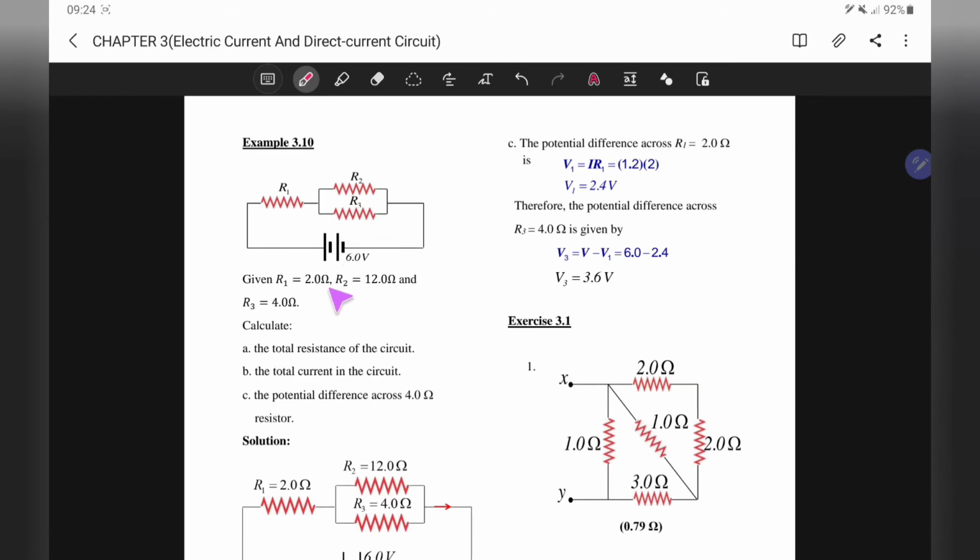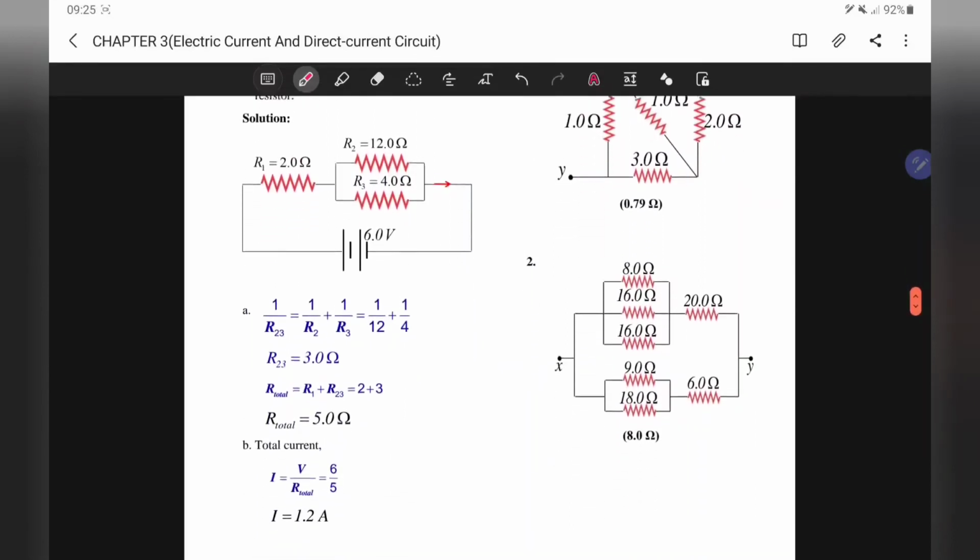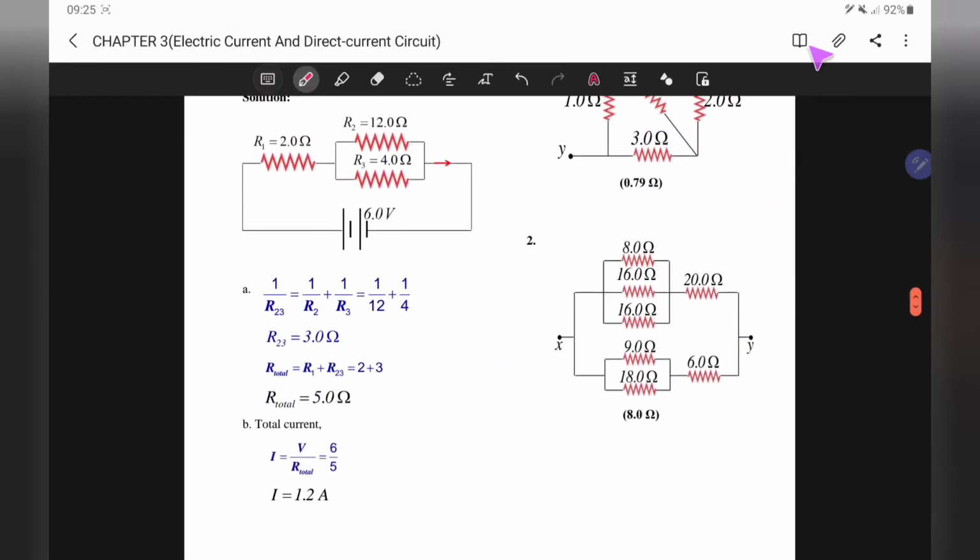By giving you R1 as 2 ohms, R2 as 12 ohms and R3 as 4 ohms, they ask you to calculate the total resistance of the circuit, the total current in the circuit, and the potential difference across the 4 ohms resistor. So the 4 ohms resistor is R3. They ask you to find V3. This is the way to answer the question.